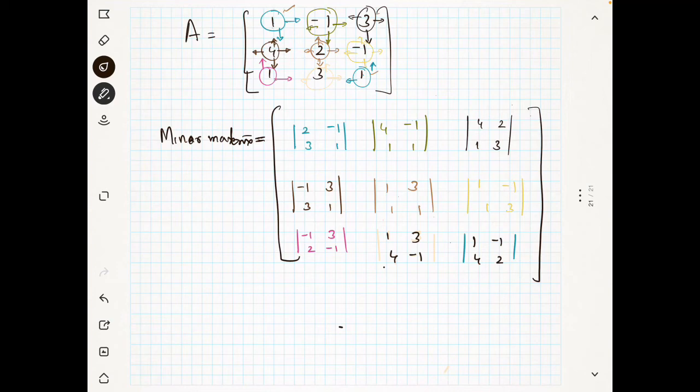So this is known as the minor matrix. So I can calculate the minor matrix as, you see, the first one is 2 into 1 minus, that means 2 into 1 is 2 and 3 into minus 1 is minus 3.